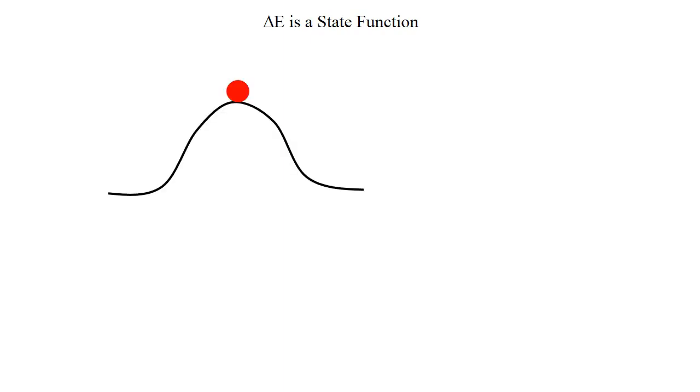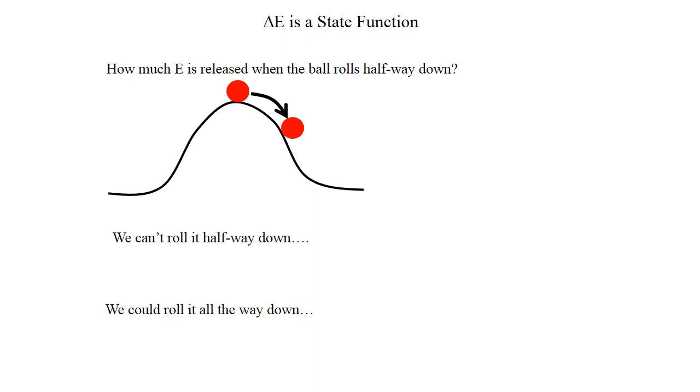So let's talk about, we have a ball at the top of this hill. Let's calculate the energy that's released when the ball rolls halfway down the hill. The problem with trying to roll the ball halfway down the hill is that it won't stop halfway down the hill. It's going to keep going, right? We can't roll it halfway down because it won't stop. We could roll it all the way down like that, and then we could push it halfway back up like that.